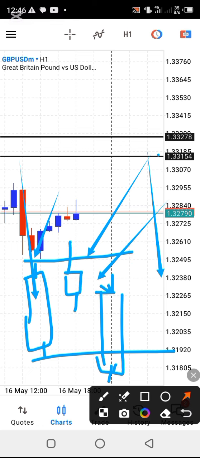Now, how are you going to know exactly where to enter this trade? Is it that it will just push up and you just enter randomly? No, you drop down to a lower time frame. If you're a scalper, you can combine the 1 hour time frame with 5 minutes, which is the example I'm going to be showing you.